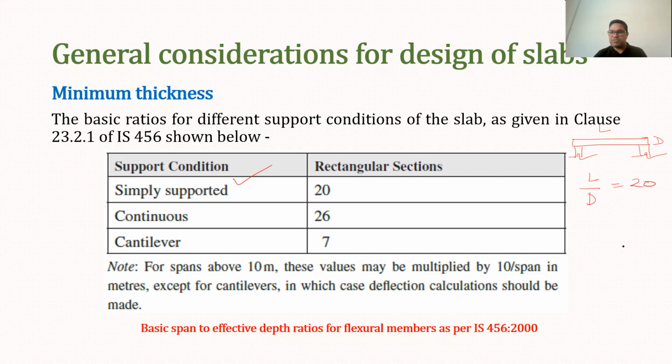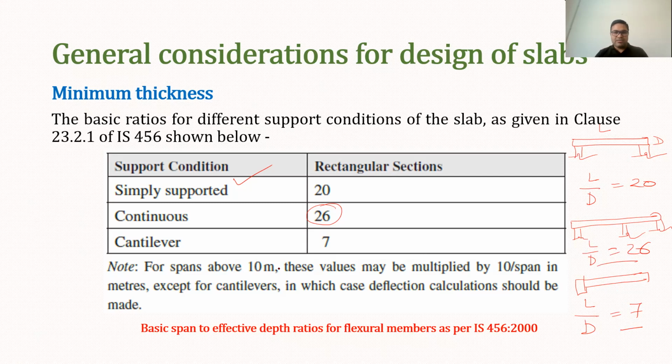Similarly, if we have a continuous slab, with supports maybe more than 2, in that case the ratio is 26. And if we have a cantilever slab, like this, in that case the L by D ratio is 7. In this case, L by D is 26. So these are the ratios which are given here.